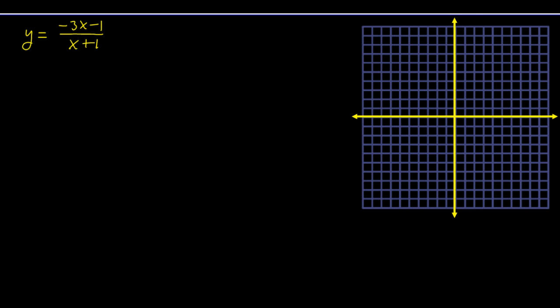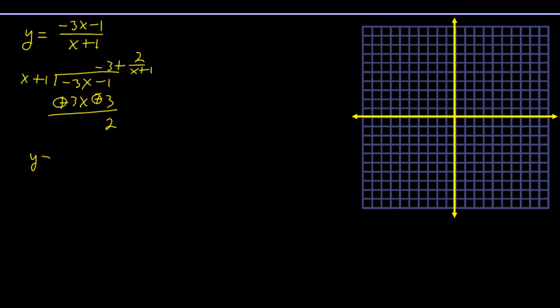Let's look at another example real quick. First thing I'm going to do is change this. x plus 1 divided into -3x minus 1 goes -3 times. When I multiply around, I get -3x minus 3. So I subtract, which means add the opposite, so I get a 2. So I have 2 over x plus 1. So my function now becomes y equals 2 over (x plus 1) minus 3.